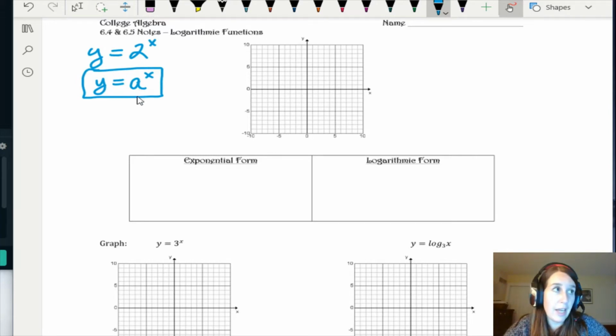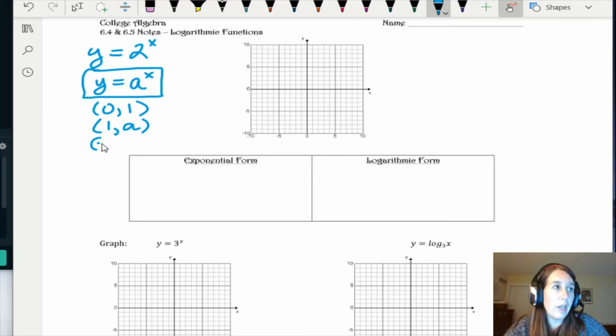The points that this function will go through are (0, 1), right? If you plug in 0 for x, and you can do this with the 2 if you need to, 2 to the 0 power, or anything a to the 0 power is 1. So that's the point (0, 1). If you plug in 1, you get a to the first power, or in our case, 2 to the first power. So you get a, the number itself, the base itself.